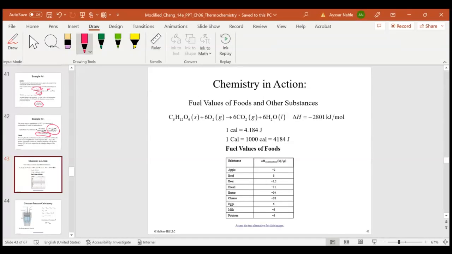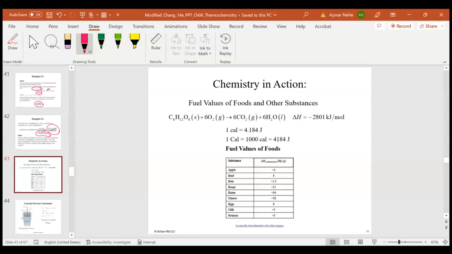Okay, right. Now, you've got in here the fuel value of food. Of course the food is our fuel, right? If we don't eat, we don't have energy, and that's why our parents always told us to eat to have energy. Okay, good. Fuel values of food and other substances.